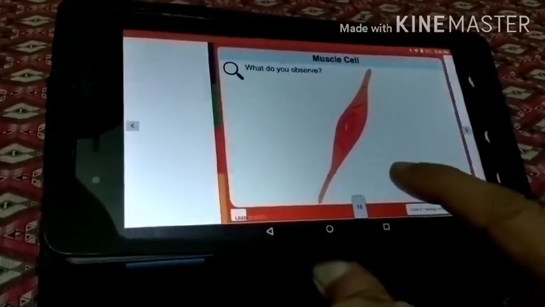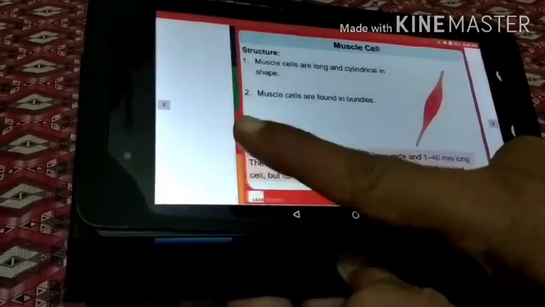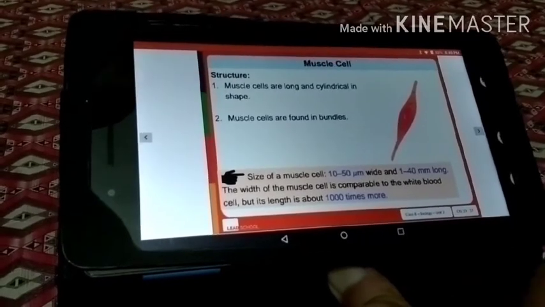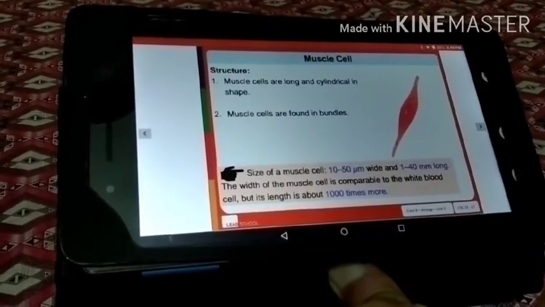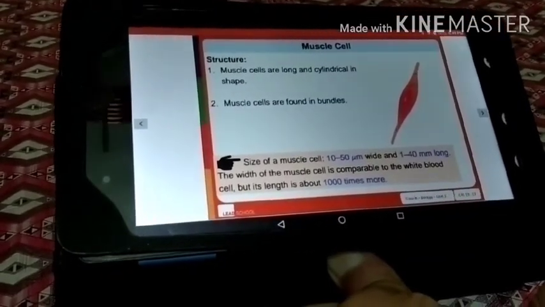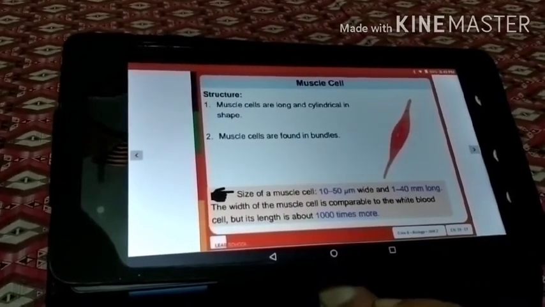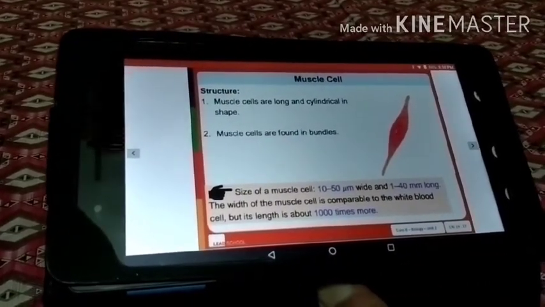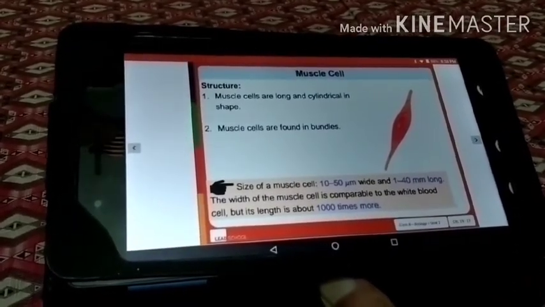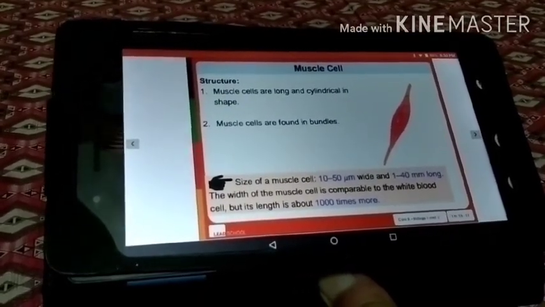What do you observe here? It is a muscle cell. What is the structure? Muscle cells are long and cylindrical in shape. Muscle cells are found in bundles. Size of the muscle cell is 10 to 50 micrometer wide and 1 to 40 long. The width of the muscle cell is comparable to the white blood cell, but its length is about 1000 times more.